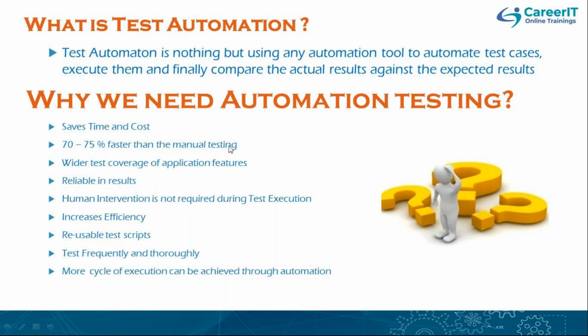Suppose they have some 400 test cases to run, and it takes like 2 to 3 days, or even more than that. But if you have automation in place, it will take care of running in just 1 or 2 hours, and you can run it a number of times in a day. I can run my regression testing 4 to 5 times as well, if at all required. That's where more cycles of execution can be achieved through automation.